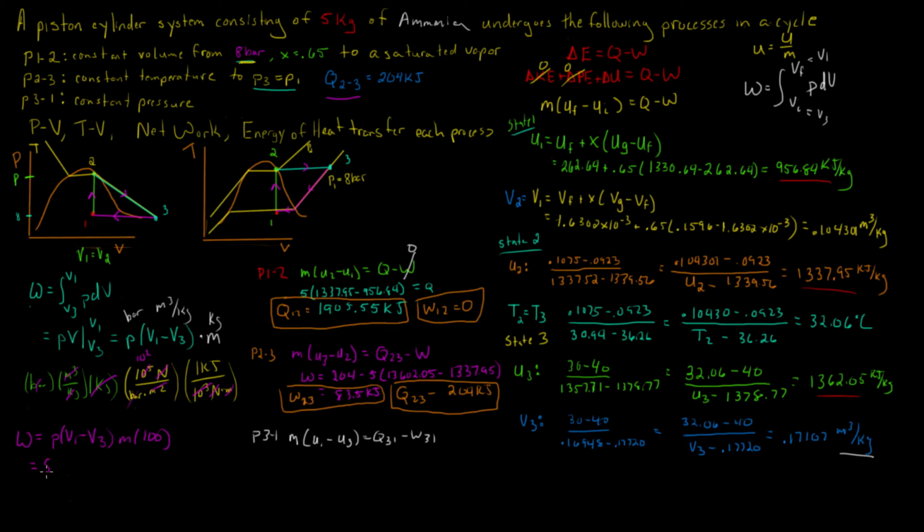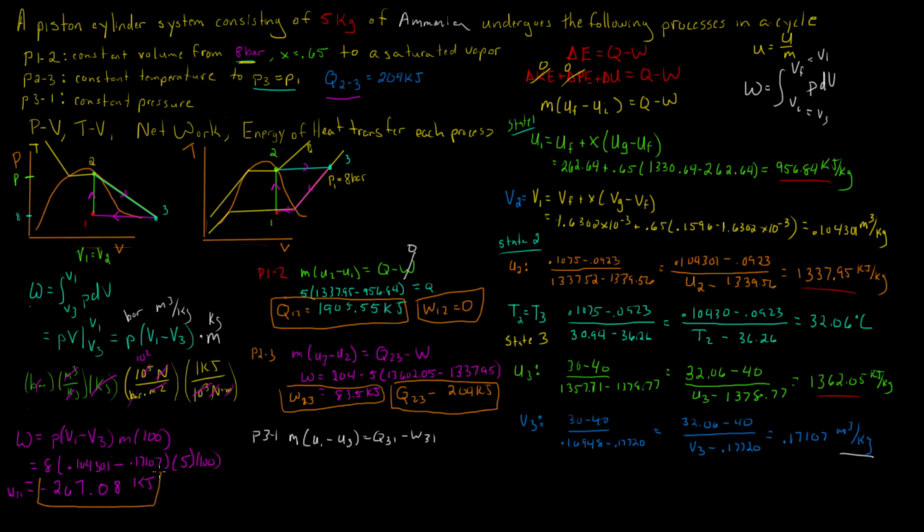So this is going to be 8 times 0.104301 minus 0.17107 times 5 times 100. In this work, so our work 3 to 1 is equal to minus 267.08 kilojoules.